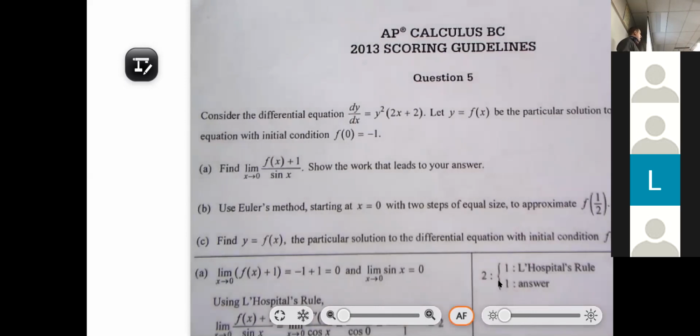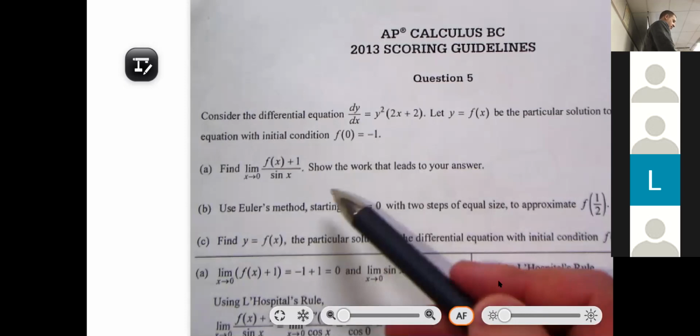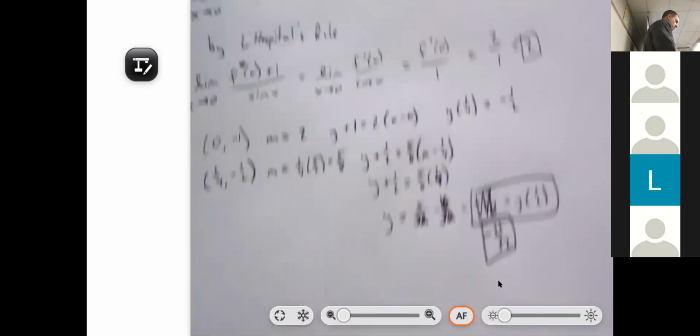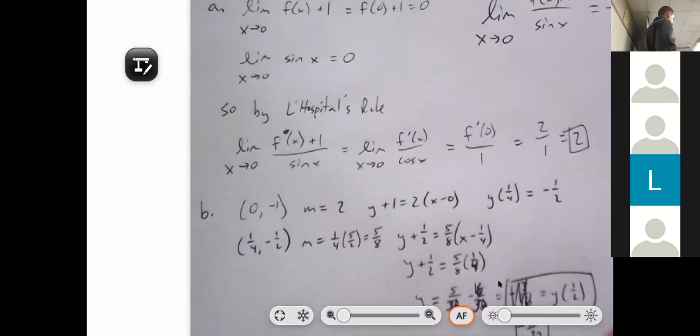So when they say find f prime of 0, they're saying find that dy dx when x is 0. And when x is 0, y is -1. So you're basically plugging in 0, -1 for the derivative. And that turns out to be 2. So then you get 2 there. So while we talked about L'Hopital's rule, that's how you can officially do the work, do the process.